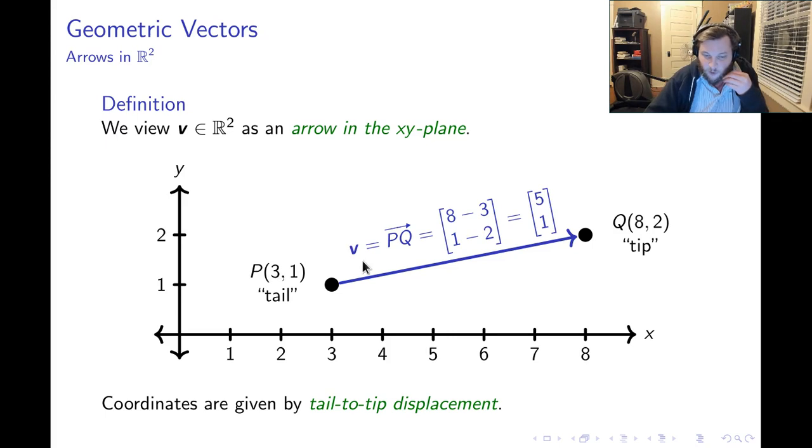So the first coordinate of our vector here will be 8 minus 3. Those are the x coordinates of the tip and the tail. So 8 minus 3 is 5. And then the second coordinate will be 2 minus 1. So again, the y coordinate of the tip minus the y coordinate of the tail. And that gives us the number 1. So here we've drawn a vector in R2. And it just so happens that this vector is the vector 5, 1. So this is the connection between the geometry that we're seeing here and the arithmetic or algebra that we developed before.